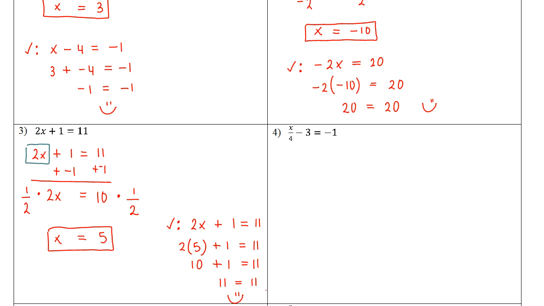All right, number 4. So x divided by 4 minus 3 equals negative 1. I'm going to use the definition of subtraction to first rewrite as addition only.